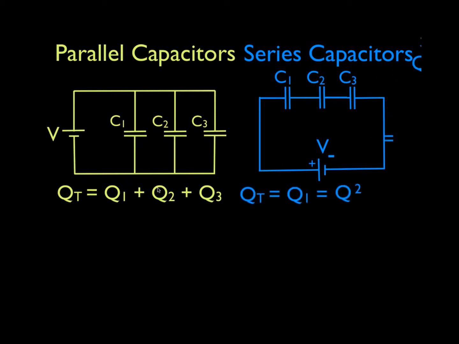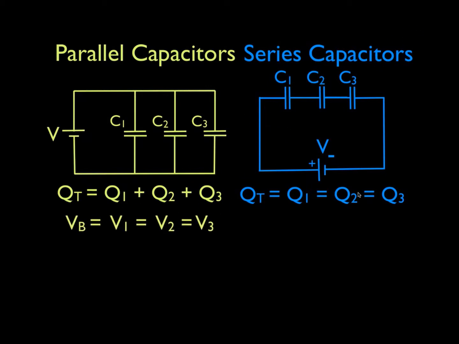Now for series capacitors, it's kind of the opposite. The total charge is equal to the charge on 1, which is equal to the charge on 2, which is equal to the charge on 3. So usually we calculate the total charge and then we make the assumption that they're all equal to the total. But you can also just think of it as the charge on each of the capacitors is the same. Okay, those are the charge rules.